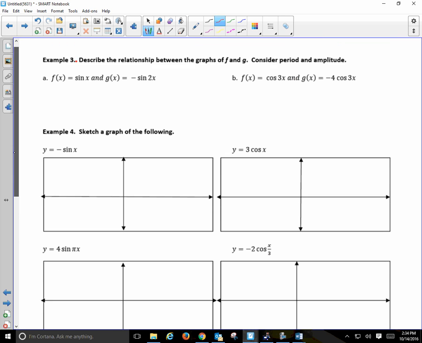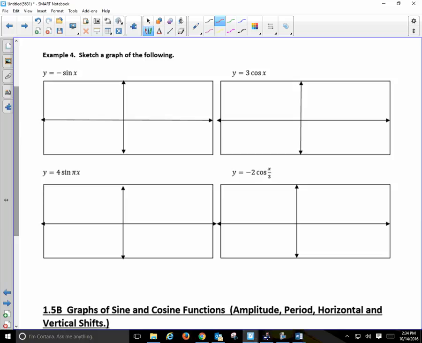Here we go. Let's look at this example right here first. We'll call this Example A, B, then we'll do C, then we'll do D. You will always start by identifying the amplitude and the period. What is the amplitude for letter A? 3. What is the period? 2 pi.